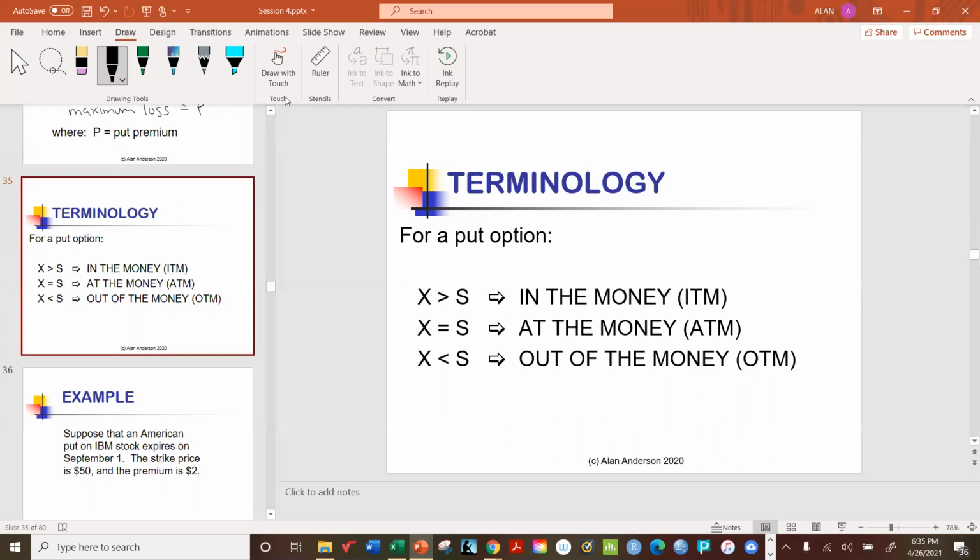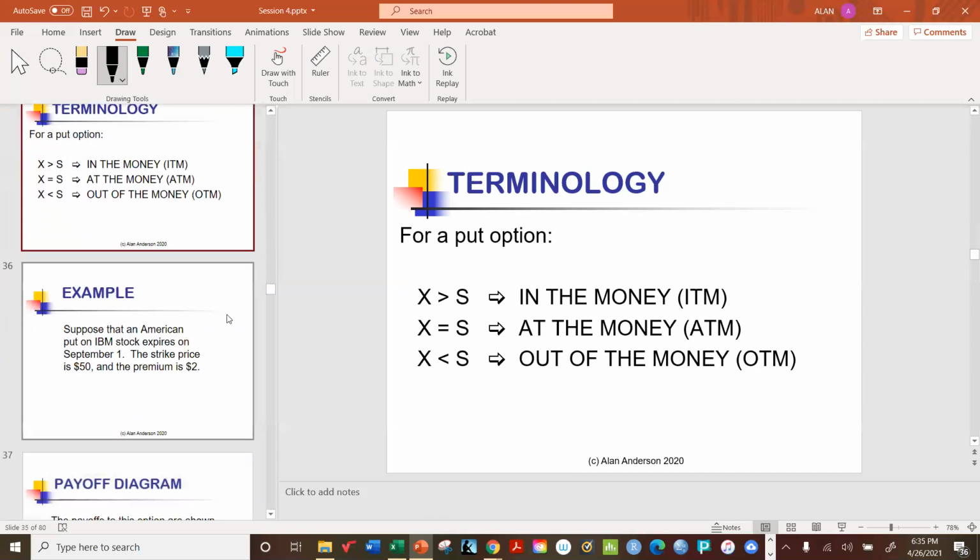Okay, so now we'll look at another example, except this time it'll be a put. It's still IBM stock. And what we want to do is look at the graph, first for the payoff, then for the profit and loss. And well, if you're good at geometry, you'll be able to figure out what it looks like. If not, well, you'll see. It'll make sense once you see it.